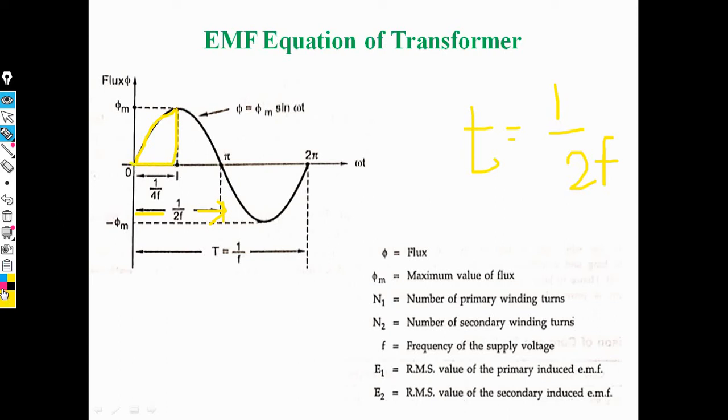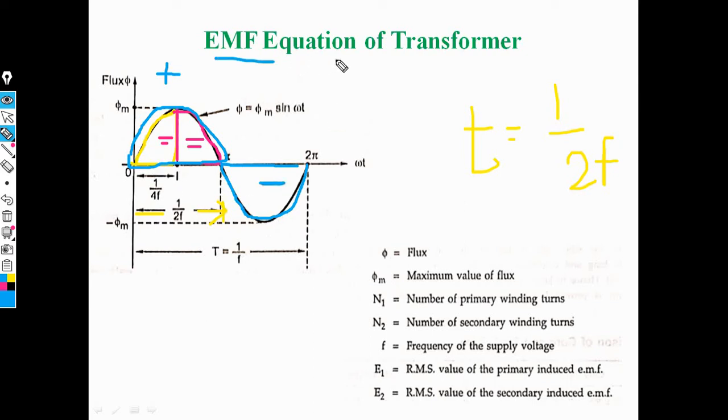Now this half cycle is the same as the other half cycle. The first half cycle is always the same as the second half cycle, but the difference is that this is the positive half cycle and this is the negative half cycle.